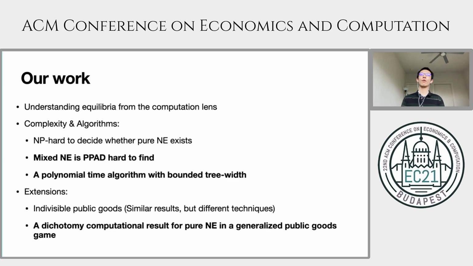In this talk, I will focus on the following three results. I will first talk about the hardness of finding mixed Nash equilibrium, and then I will talk about the polynomial time algorithm for directed graphs with bounded treewidth. Finally, I will talk about the generalization and the dichotomy result for generalized public goods games.